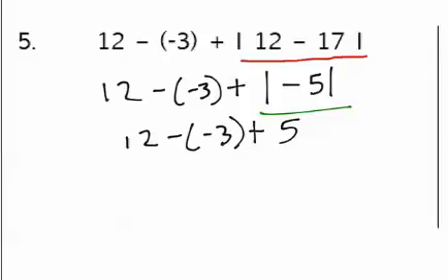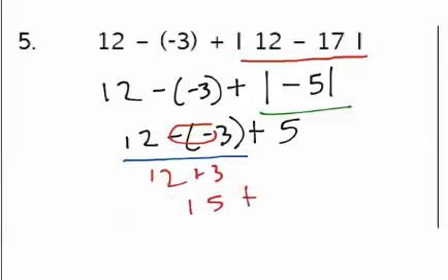Now we go from left to right. So we start with 12 minus a negative 3. Remember, when we have 2 negatives in a row, we can either say we dump our doubles, or we could say keep, change, change. So it's going to become 12 plus 3. So 12 plus 3 is going to be 15, and we bring down our plus 5. Once we have our 15 plus 5 left, we know that we only have the final step, which is 15 plus 5, which is 20.